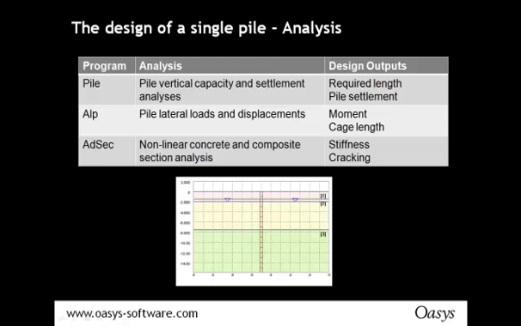We've also got Alp, and Alp gives you the behavior of the pile under lateral loads. For example, it gives you as design outputs moments and cage lengths. And there's AdSec, which analyzes a section of the pile, and it carries out a nonlinear concrete and composite section analysis. So this gives stiffnesses and cracking.